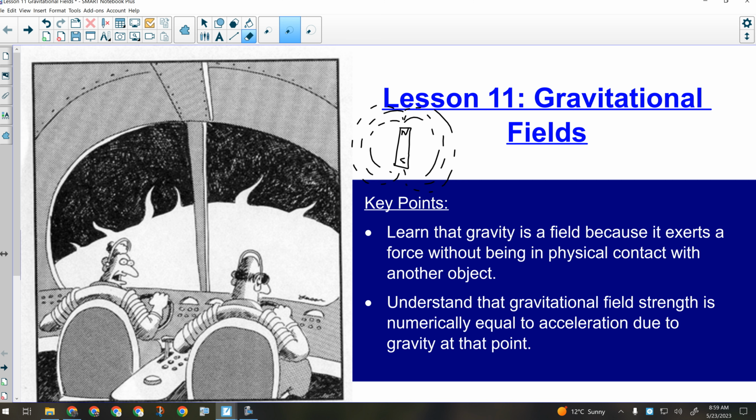So gravity is also a field force, and the strength of the gravitational field is directly related to the mass that is generating it, and inversely exponentially related to how far apart they are. So it works just like the force of gravity, because obviously they're related.